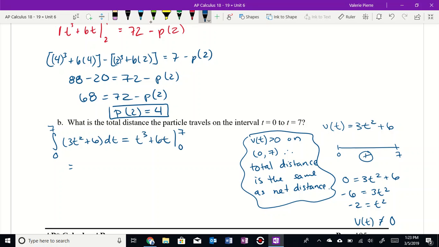And using FTC, we know that that's 7 cubed plus 6 times 7 minus 0 cubed plus 6 times 0. This whole section is 0. So we have 385 is the total distance the particle travels on the interval from 0 to 7.